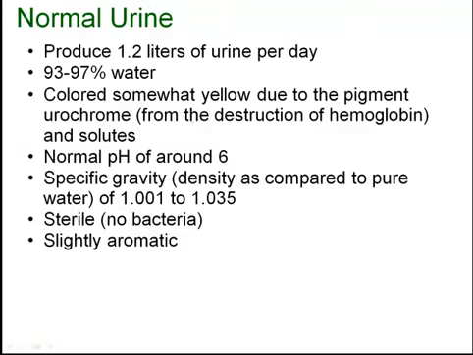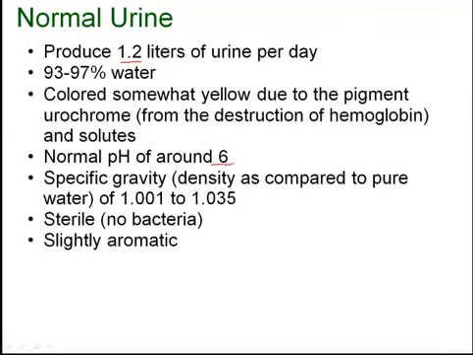Okay, so normally a person will make about 1.2 liters of urine in a day, and it should be about 93 to 97% water. It has that yellow pigment from the breakdown of hemoglobin. A protein pigment called urochrome forms when your hemoglobin breaks down. Hemoglobin is the protein on your red blood cells that carries oxygen, and it will break down eventually.